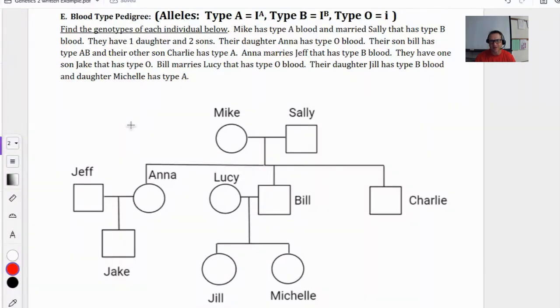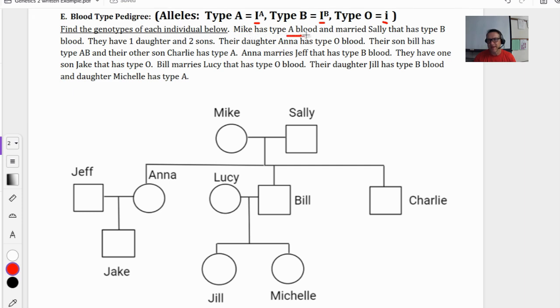All right, the last one, letter E, blood type pedigree. Remember, for regular bio, 100% extra credit. For honors bio, you're going to need to know how to do this. All right, so here are the alleles, type A allele, type B allele, and the recessive type O allele is little i. So the only way you can have type O blood, you got to have 2 little i's, little i, little i. All right, so here we go.